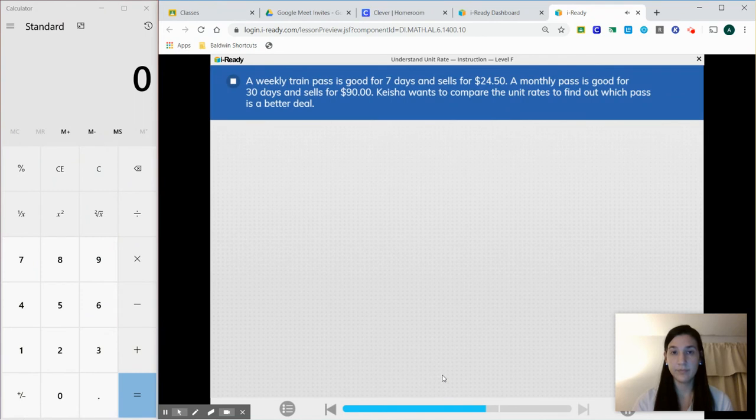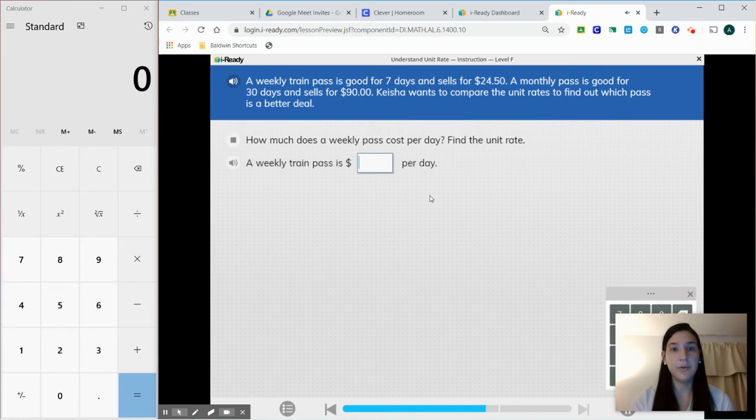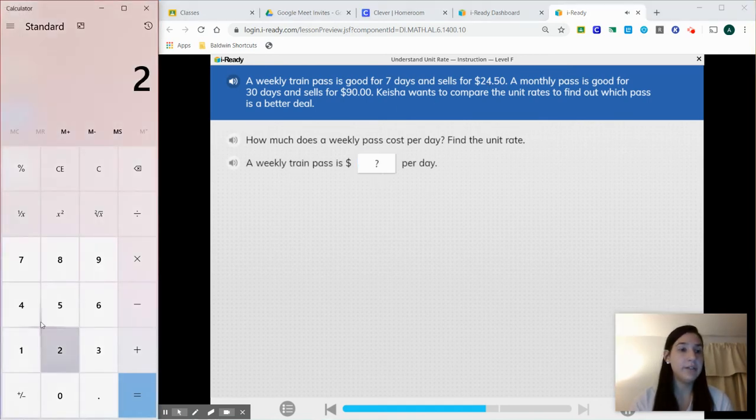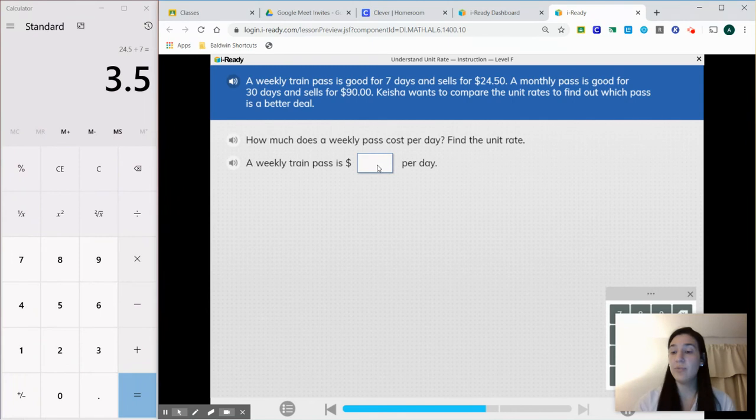A weekly train pass is good for 7 days and sells for $24.50. A monthly pass is good for 30 days and sells for $90. Keisha wants to compare the unit rates to find out which pass is a better deal. How much does a weekly pass cost per day? $24.50 divided by the 7 days in the week. And we see that it's $3.50 per day.